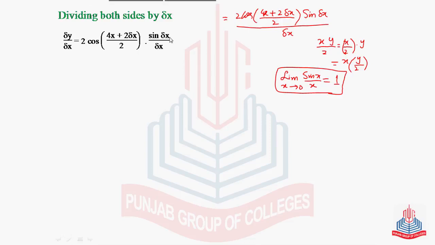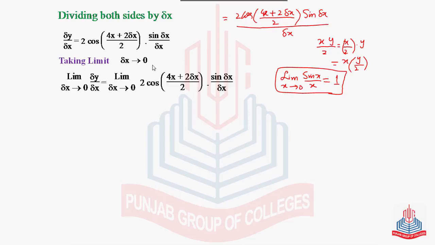So now we have our next step, which is applying limit delta x approaches 0. Applying it on both sides, limit delta x approaches 0, delta y by delta x is equal to limit delta x approaches 0 of the remaining thing as it is, 2 cos of 4x plus 2 delta x by 2 into sin delta x divided by delta x. So the left hand side will become dy by dx, and on the right hand side we use our theorem on product of two functions. So limit will apply on this part and on this part separately.